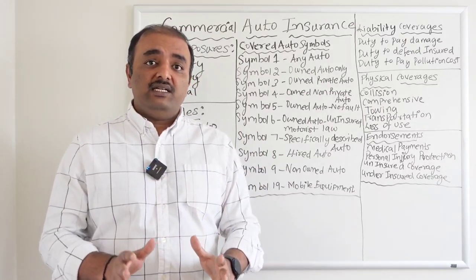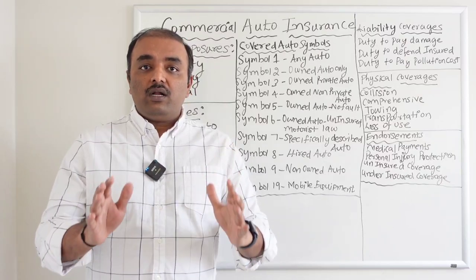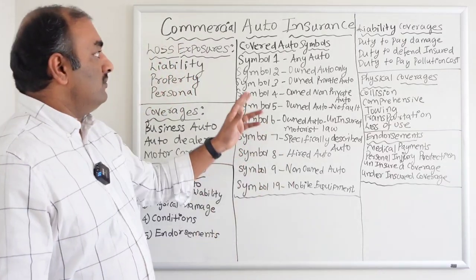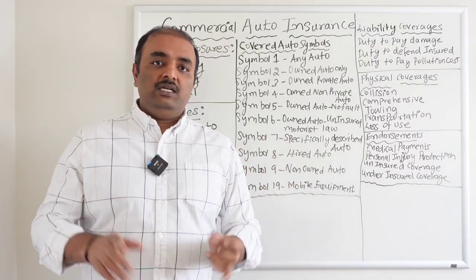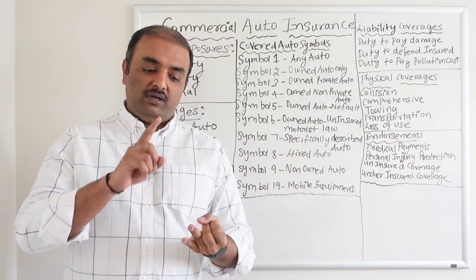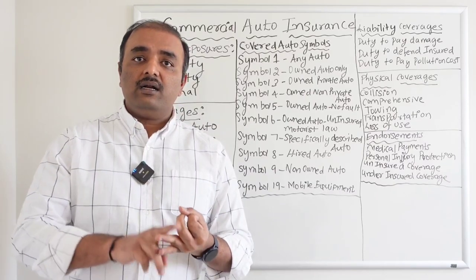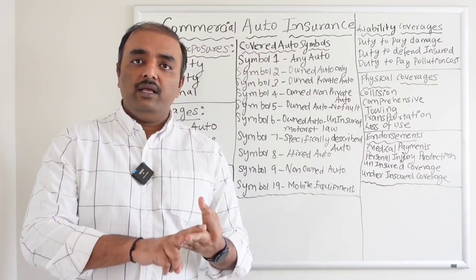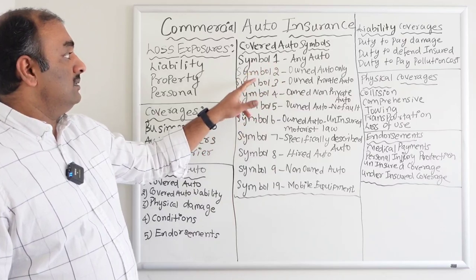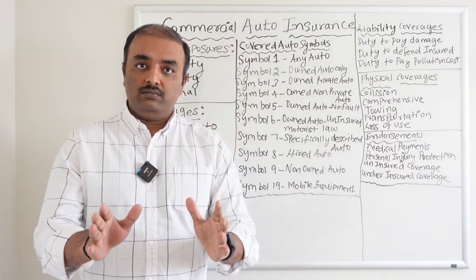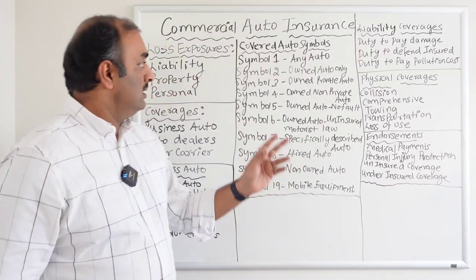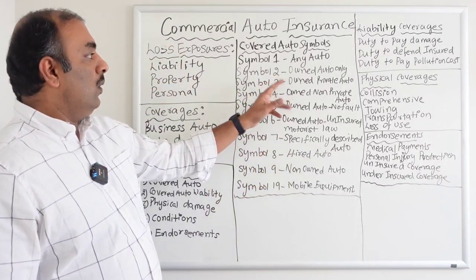First, we have to understand what the different symbols are and what their significances are. To start with, symbol 1 means any auto. This is the broadest coverage. It can be your car, or your hired car, rented car, or the car of your employee. So everything will be covered. Symbol 2 is owned autos, which means anything that you own will have the required coverage. Symbol 3 is owned private autos.